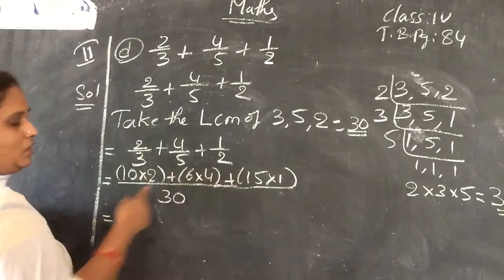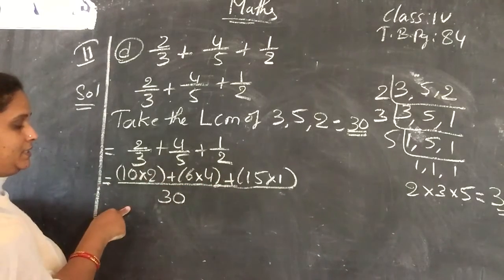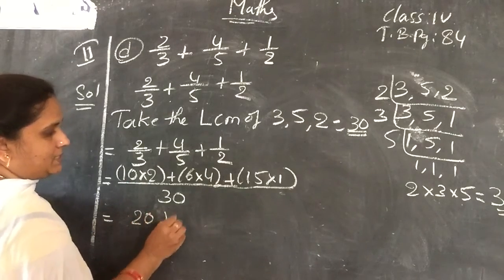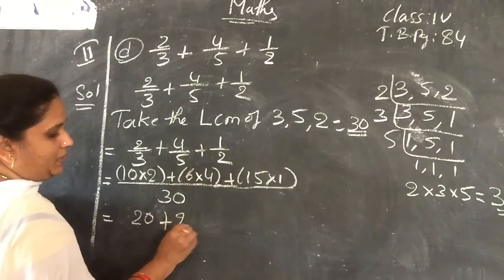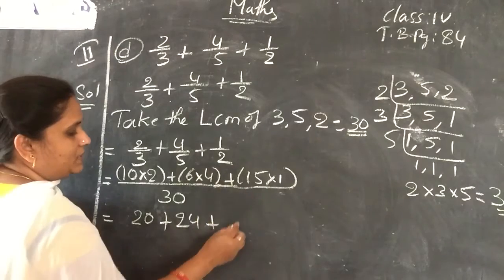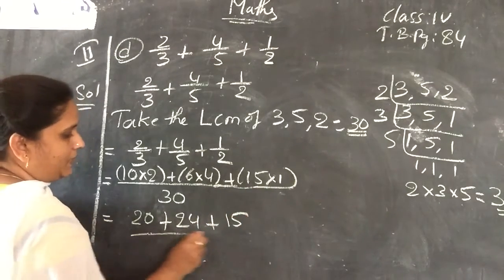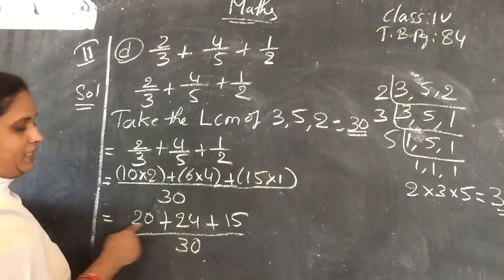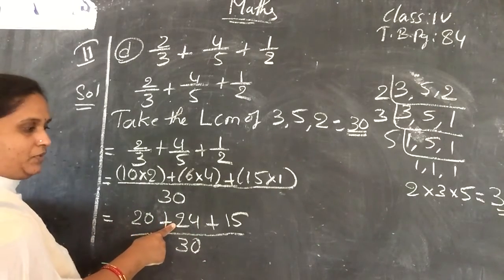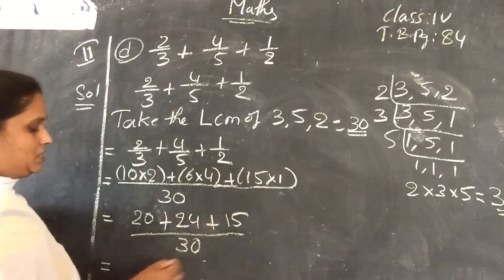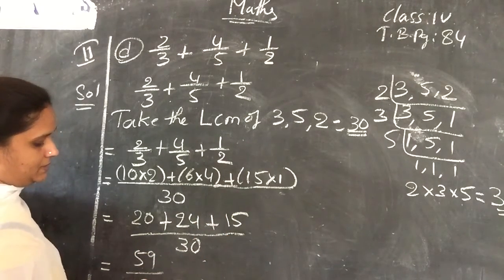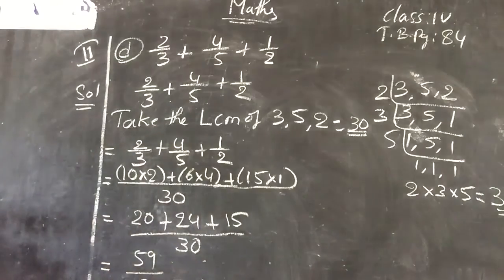Now multiply all the numerators and the quotients together. 10 2s are 20 plus 6 4s are 24 plus 15 1s are 15, by 30. Add all these numbers. 20 plus 24 is equal to 44. 44 plus 15 is equal to 59 by 30. Okay, this is the answer.